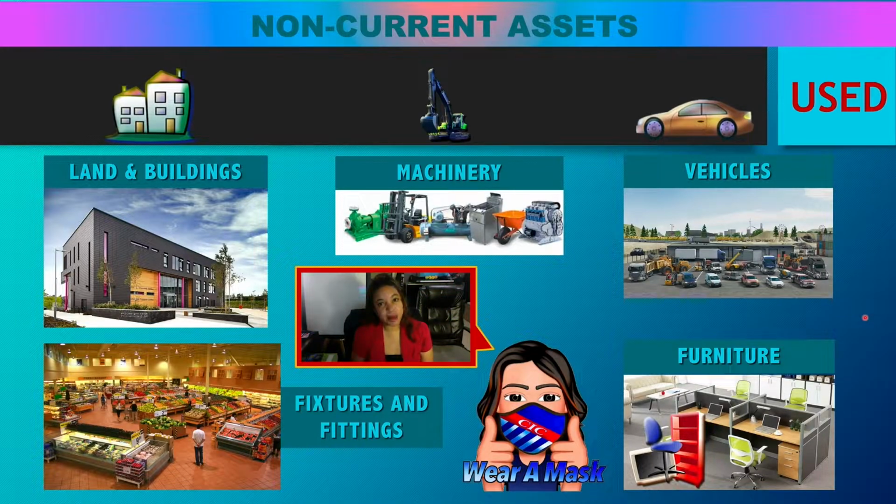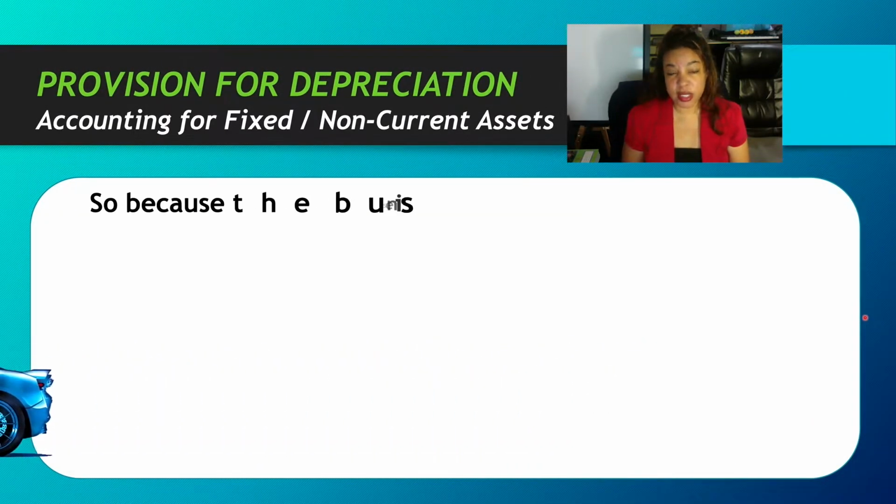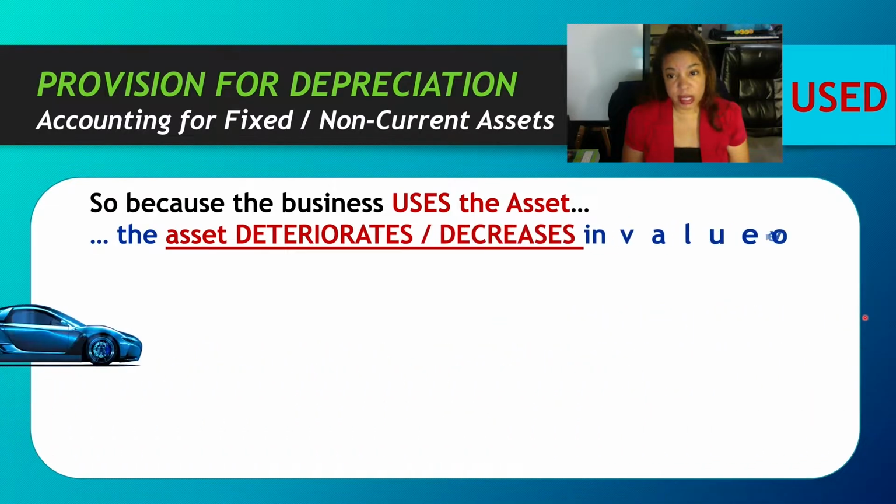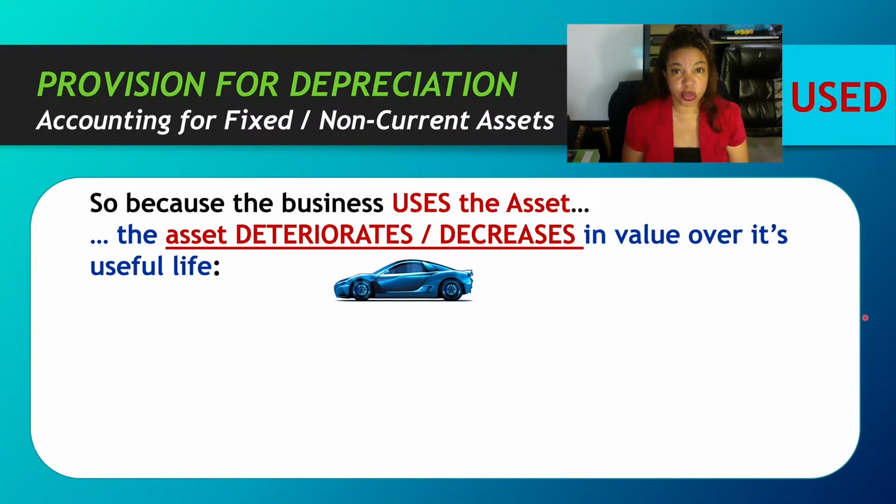So just making a plug there for the mask. The mask is only an asset to you if you use it. So that means the asset is used. So because the business uses the asset, it deteriorates or decreases in value over its useful life.